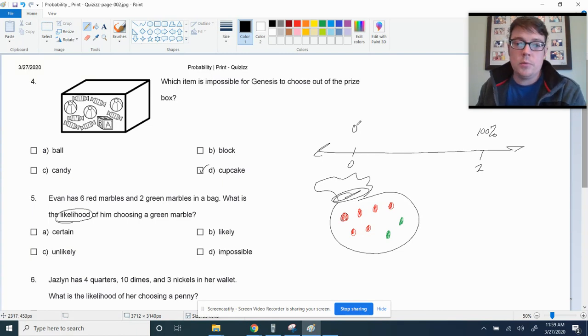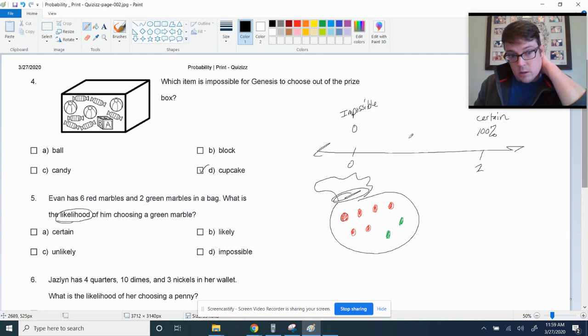You can have a 0% chance, something that is impossible to happen. There's no way it's going to take place. And then you have something over here that's 100%. It's certain to happen, right? Like, it's impossible for me to pull a blue marble out of that bag. It's certain that I will pull a marble out of that bag because that's what's in it. So there's your range.